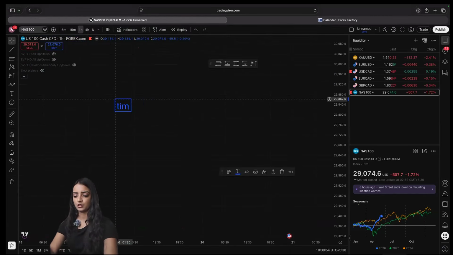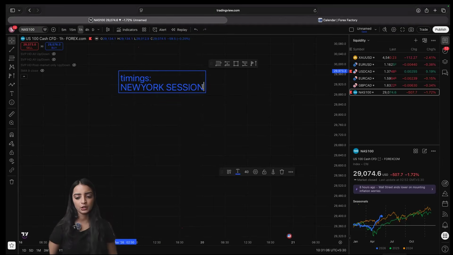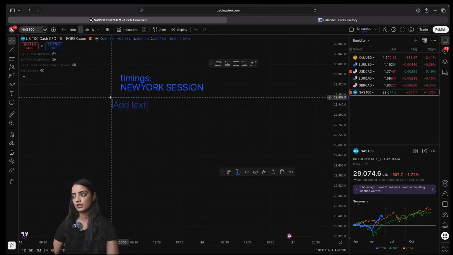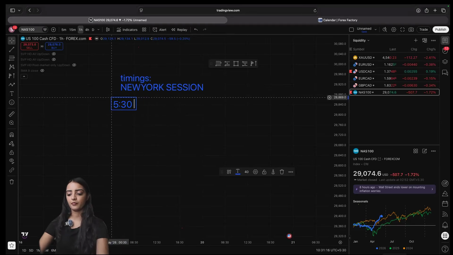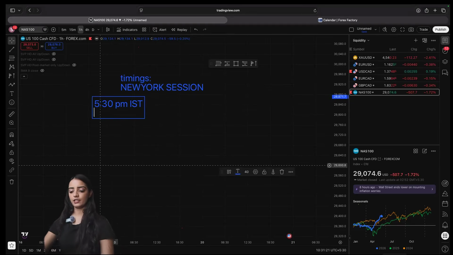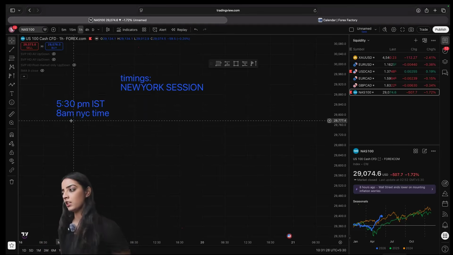Now let's talk about the timings, which is extremely, extremely important. I would say start trading the New York session because the strategy works the best in the New York session. But if New York session doesn't suit you guys, you can also trade it during the London session. But I want to say that it works the best for the New York session. Now, when does the New York session open? In Indian Standard Time, it opens at 5:30 p.m., which is basically 8 a.m. New York time. This is when the market opens.